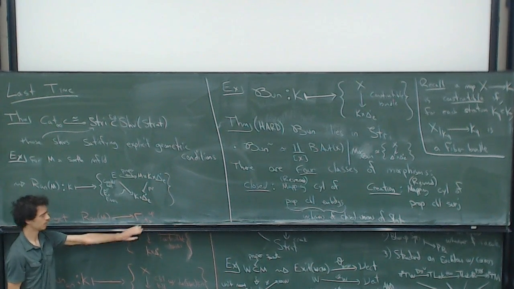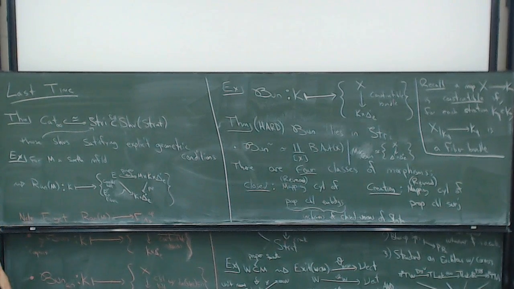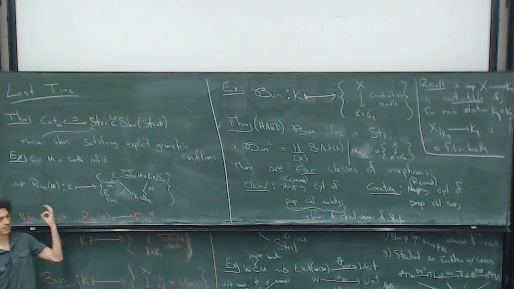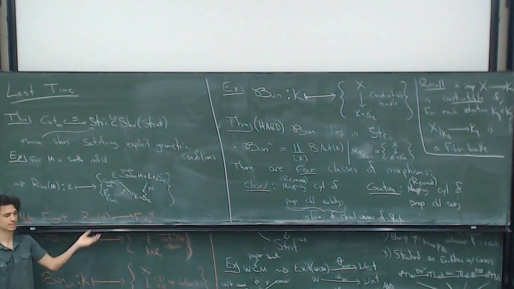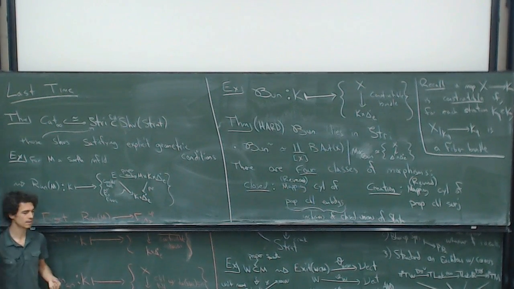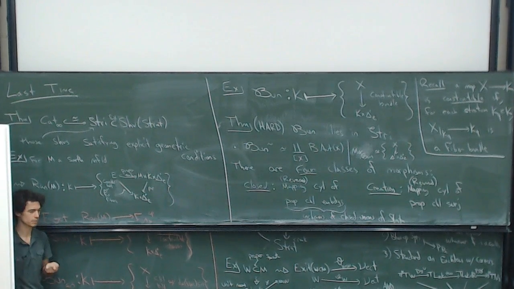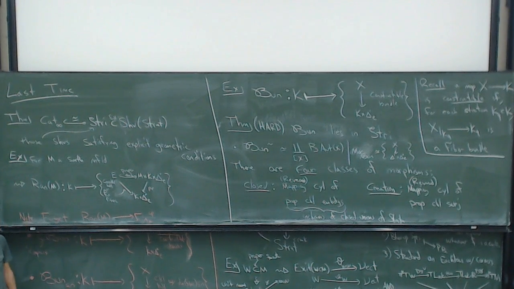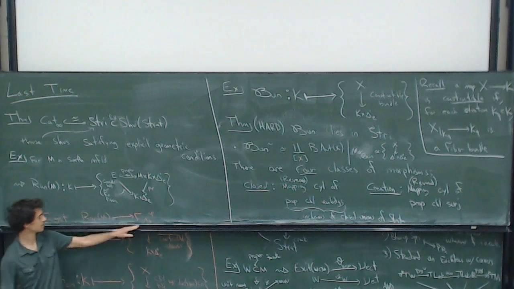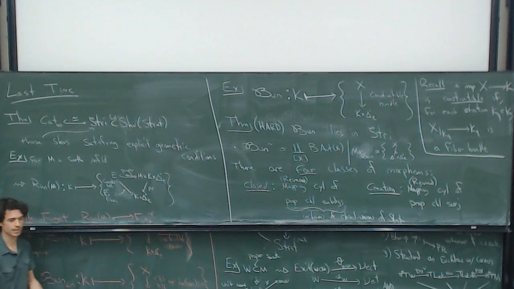What is Ron of a point if M equals a point? Oh, yeah. Then Ron of a point has 2 objects. There's the empty subset, and there's the point subset. And there's a map between them. And that's it. So in that case, this is the inclusion of that subcategory.